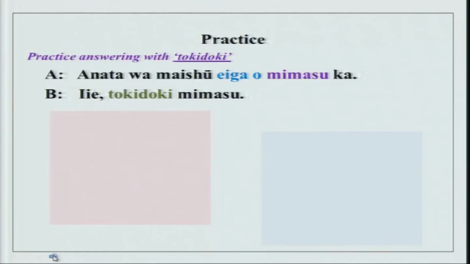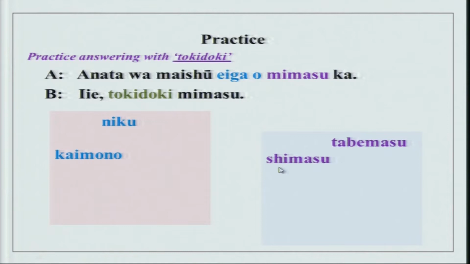Anata wa maishu niku o tabemasu ka? Iie, tokidoki tabemasu. Well, another example for you. Anata wa maishu kaimono o shimasu ka? Iie, tokidoki shimasu. So, over here, when you are using this verb shimasu, shimasu will come over here. If you are using mimasu over here, mimasu will come over here. So, please try to do it as is given in the example.